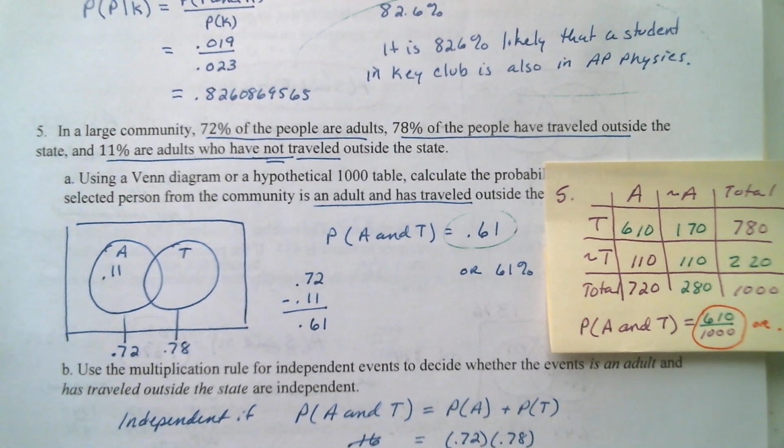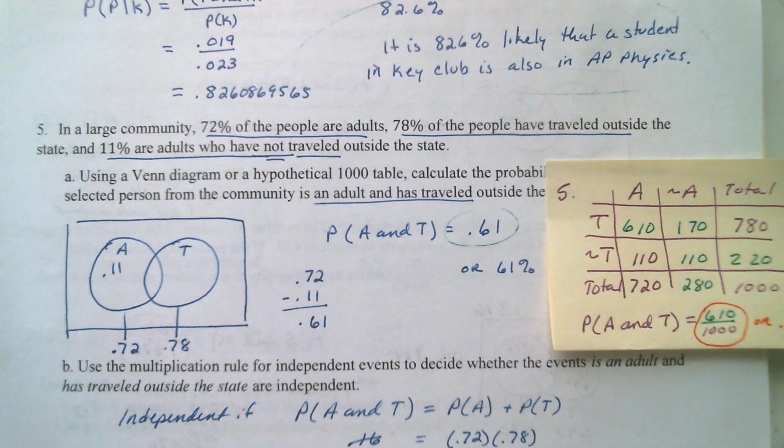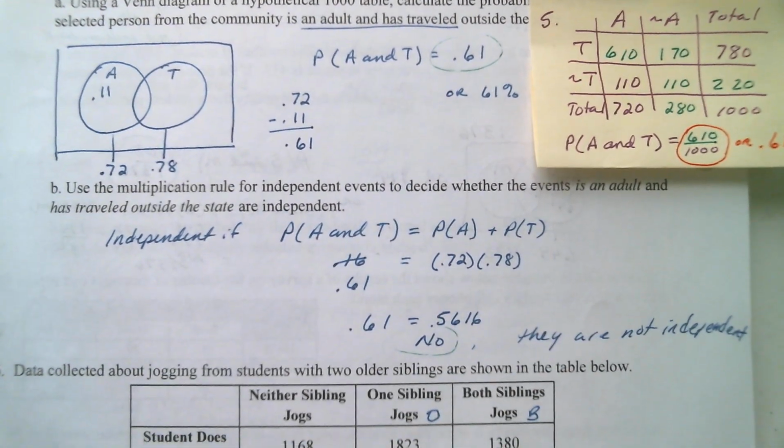Number 5, the probability of A and T is equal to 0.61. 5B, no, they are not independent.